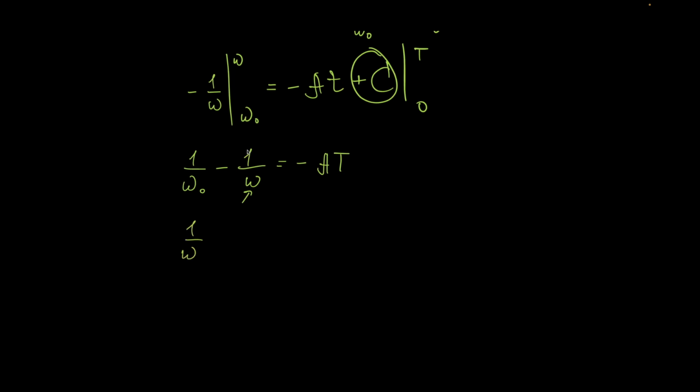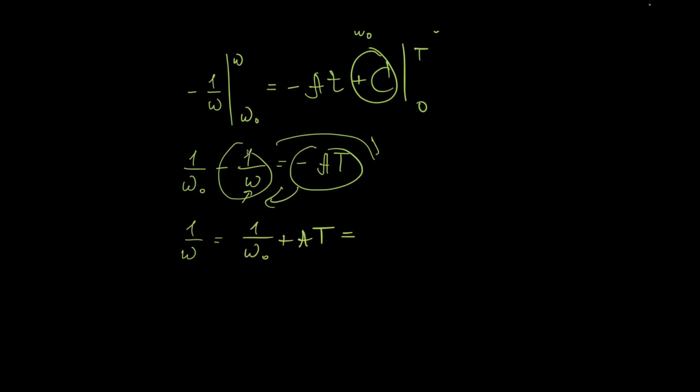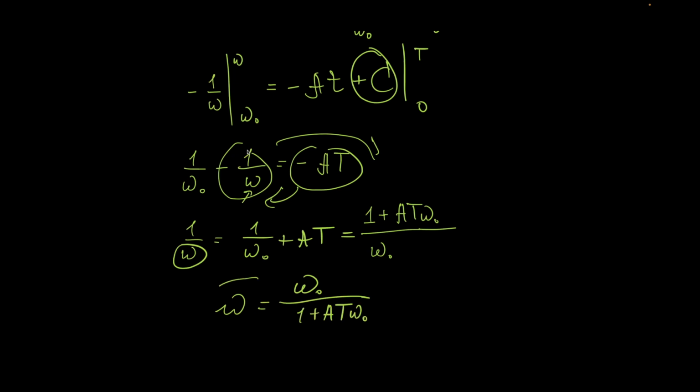1 over omega, take this to the right, this to the left, cross the line, switch the sign, 1 over omega 0 plus at, and if I put it to the common denominator of omega 0, then I'm going to have 1 plus at times omega 0 over omega 0. Since I'm looking for omega itself, switch it, so omega is going to be omega 0 over 1 plus at omega 0. That is the answer, and that is why Newton invented calculus.